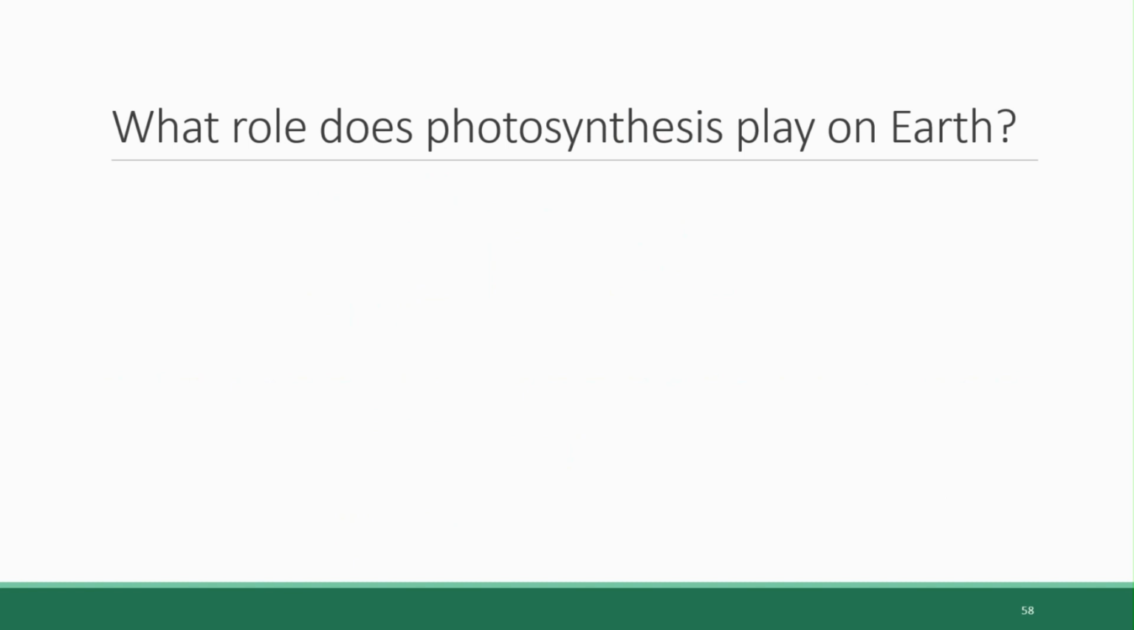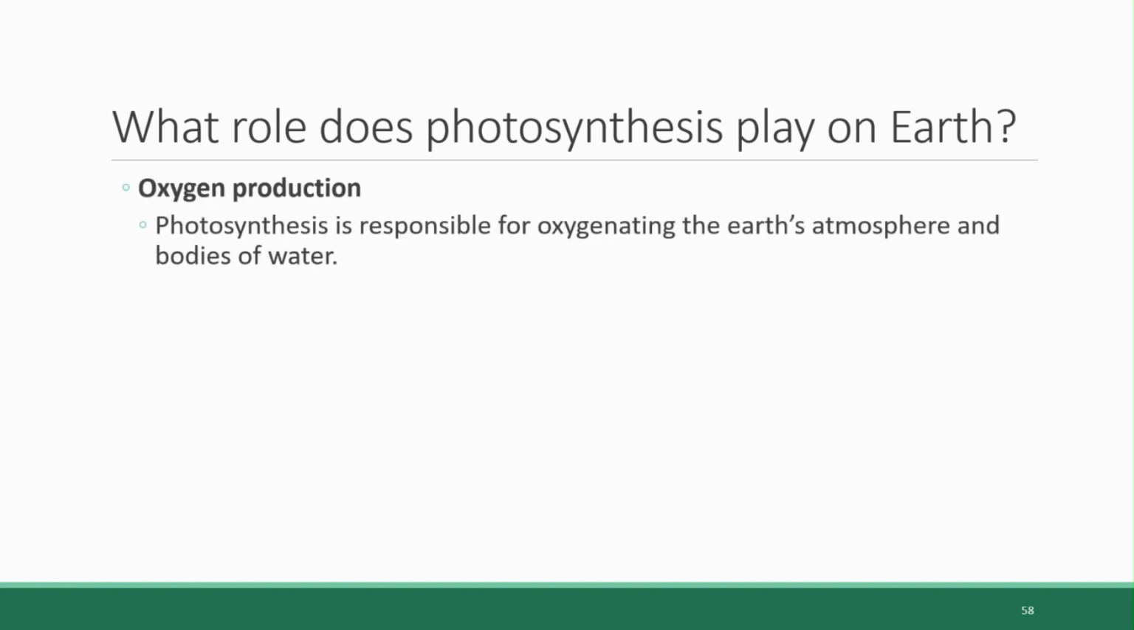Okay, so we now understand how photosynthesis and cellular respiration work. Why does it matter? What is the greater significance of these processes in the environment and in the biosphere? Well, in the case of photosynthesis, there are three big roles that it plays in the environment. One is oxygen production. Photosynthesis is responsible for oxygenating the Earth's atmosphere and bodies of water. And without it, the amount of oxygen in the atmosphere would be negligible.